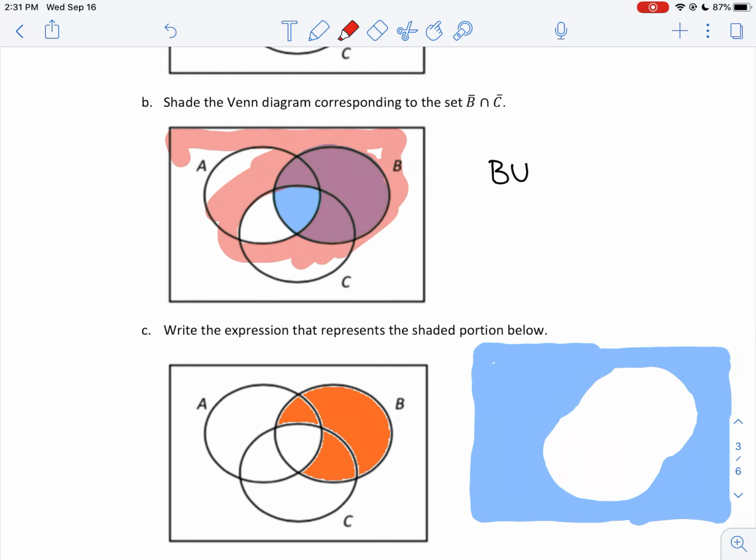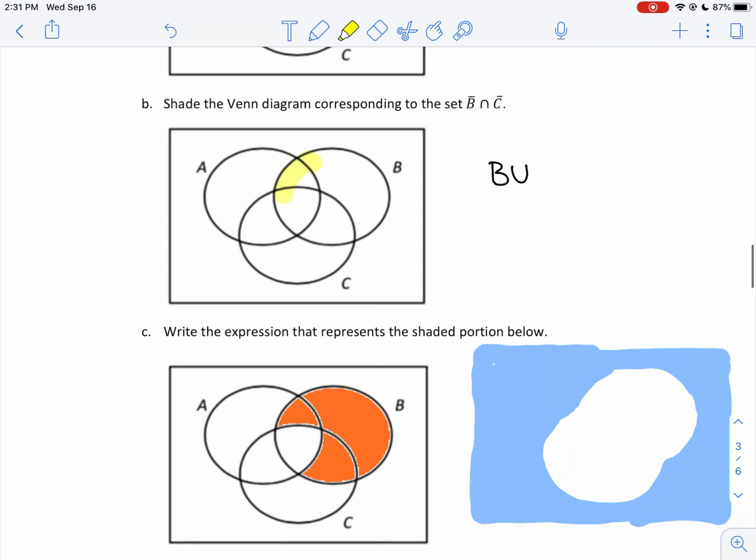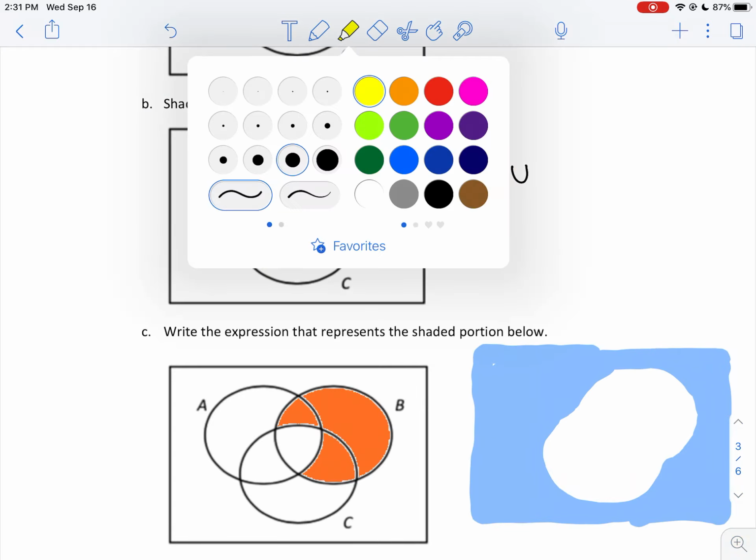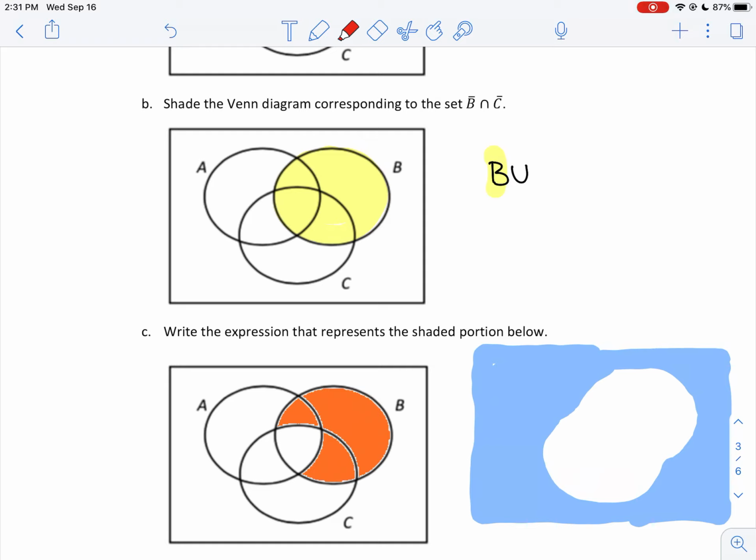Well, you know what I should do? I should use yellow and red to get this orange. So let's do everything in B, there's B, and we're going to union that with everything outside of the intersection of A and C. So everything in the universe outside of that intersection.